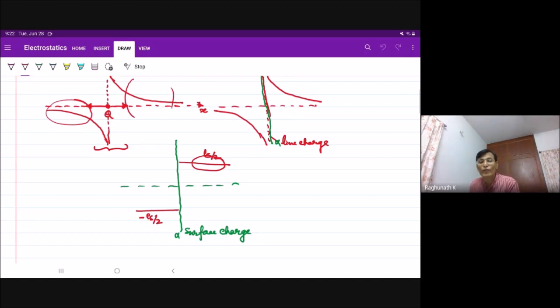Listen carefully. When you find out the divergence at this particular point, I will show it later. When I find out the divergence in this particular region, in the field created by a line charge, point charge, or surface charge, away from the source, divergence is zero. There is field, but zero divergence.